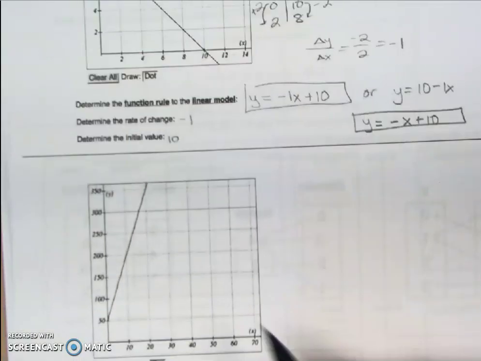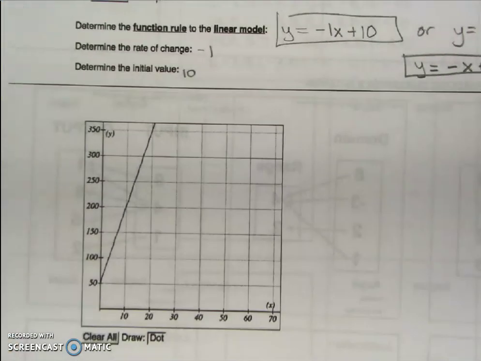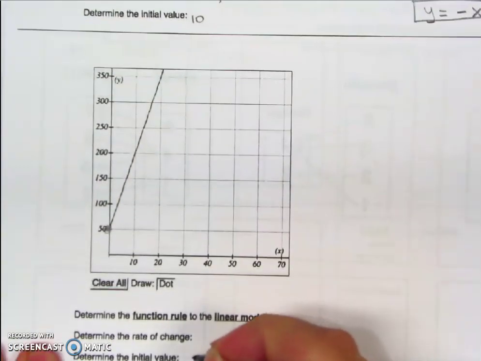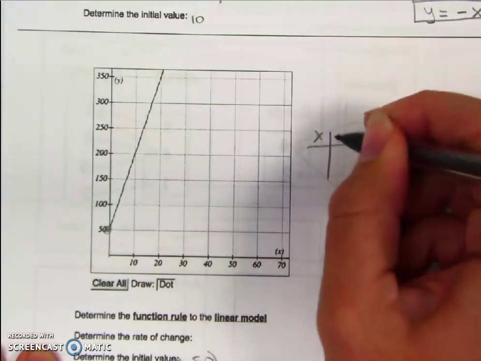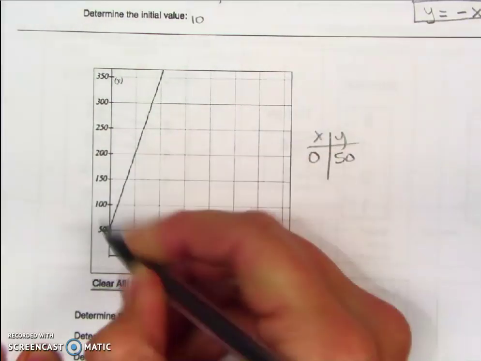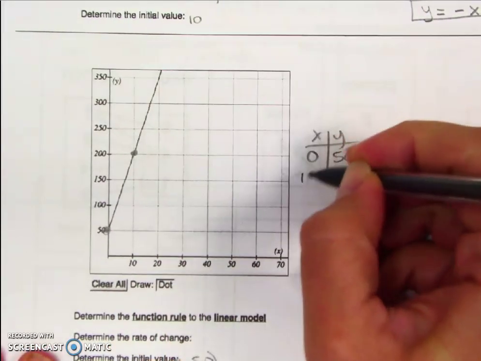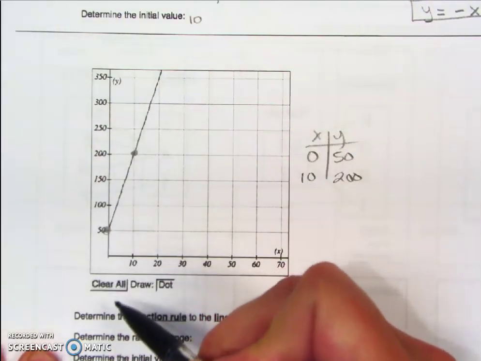Let's try again. What about this one? This one starts, if you can see it, let me zoom in a little bit. Oh, that's better. All right, this one starts here at 50. So the initial value is 50, or 0, 50. So I'm going to make my table x and y. It starts at 0, 50, and then the next good point's right here at 10, 200. So see what I mean by the increments? Sometimes it goes by weird amounts.